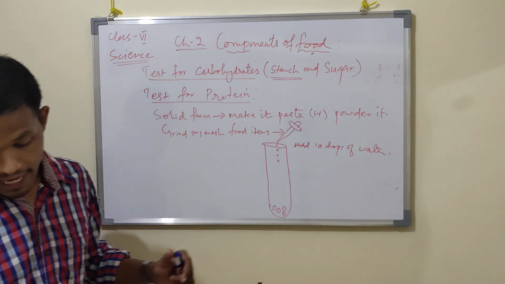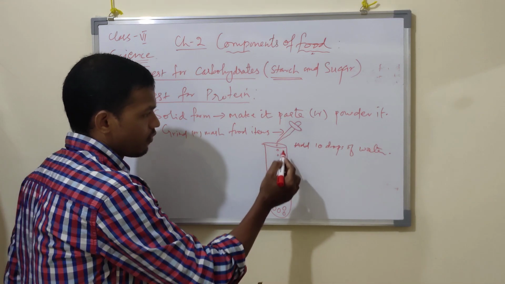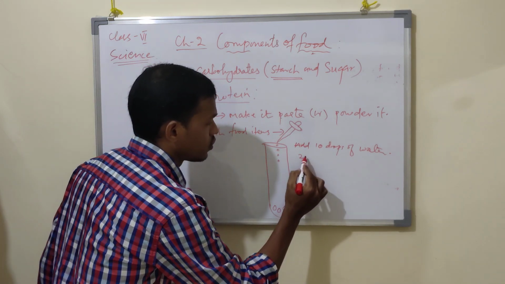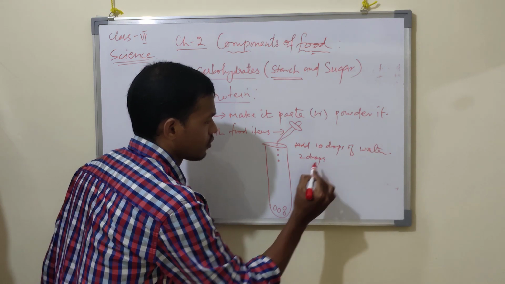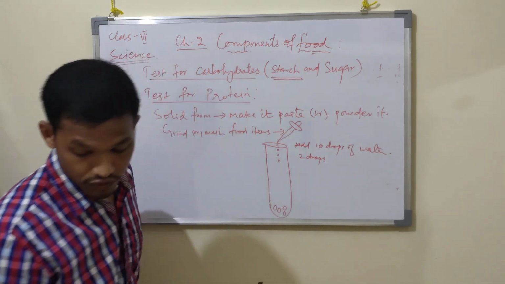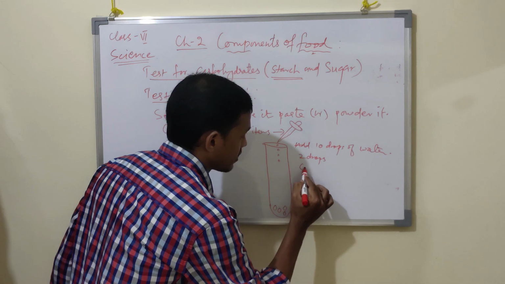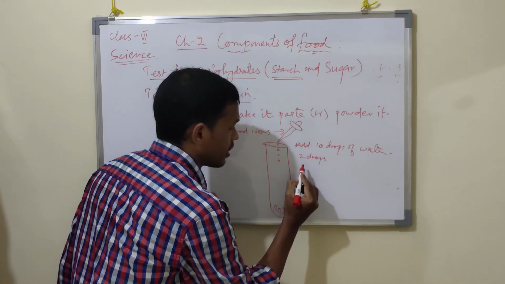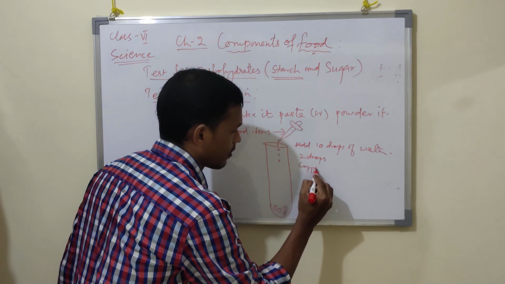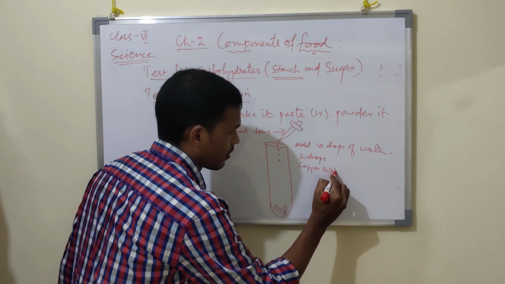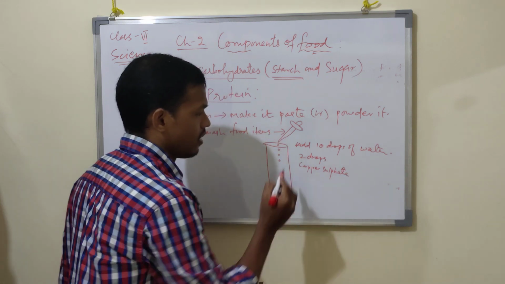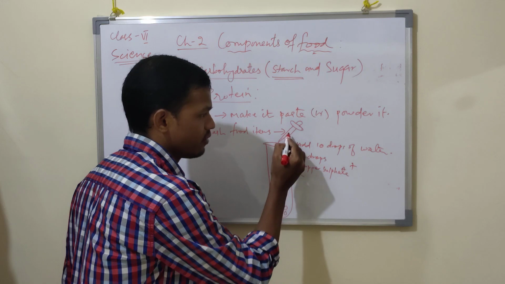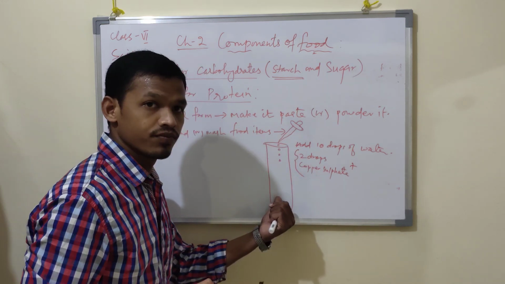Now you have to add, using a dropper, 2 drops of copper sulfate. That is CuSO4. I can write here, that is copper sulfate. After adding 2 drops of copper sulfate by using a dropper in the test tube, got it now?